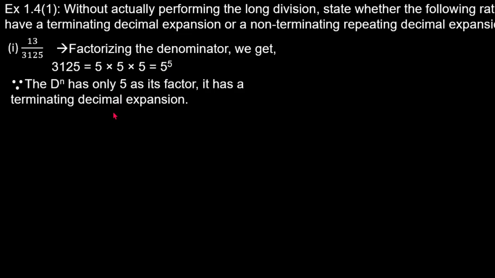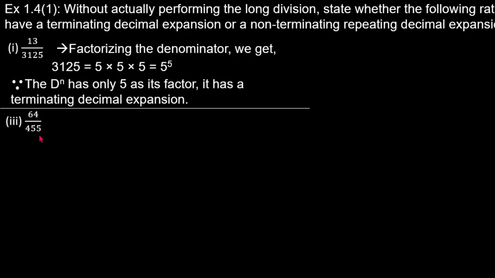Definitely, it is in the form of 2 raised to power m into 5 raised to power n, or 2 raised to power m, or 5 raised to power n. So here 5 is present exclusively. So therefore it will be terminating decimal expansion. Okay, just make a correction. Write 5 times. Okay. Let us move on to the next question.